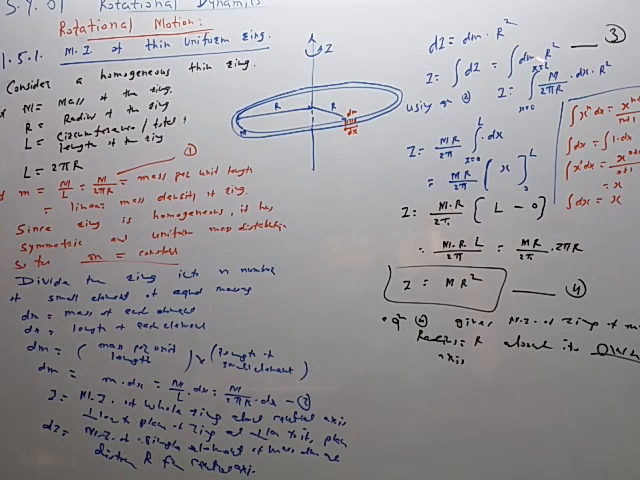So this value of dl is substituted here, dm into r square. dm is substituted by equation 2, m upon 2 pi r into dx, r square. So in this equation the integration of dx is equal to x. x is a variable and that x varies. So this is dx plus dx plus dx, like this.